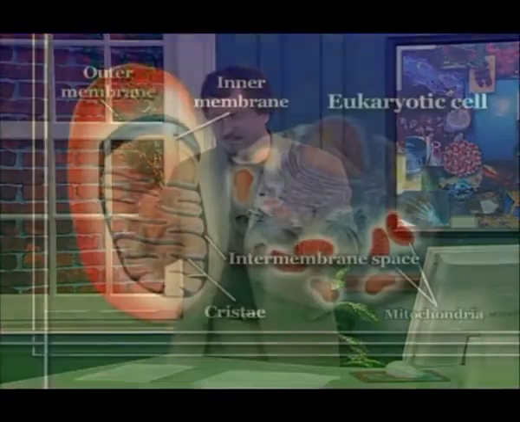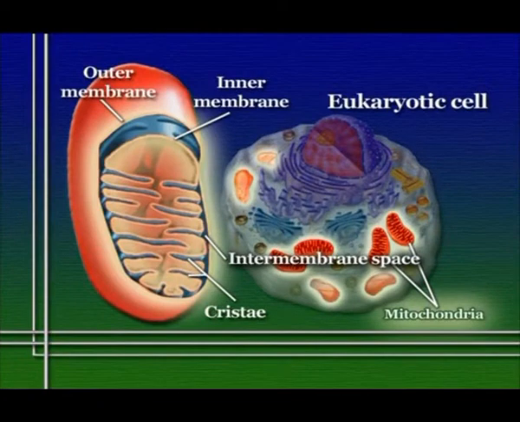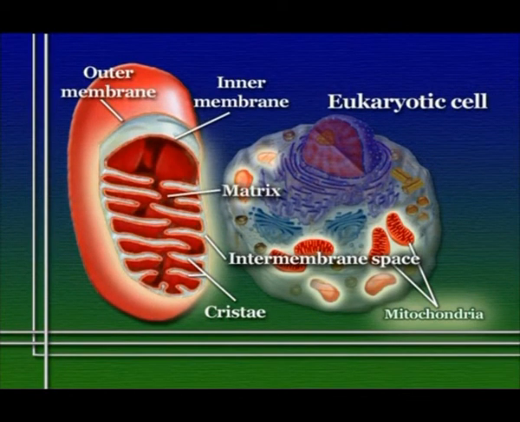To understand the connection, remember that mitochondria have two membranes and two compartments. Remember, there's the intermembrane space, which is the region between the inner and the outer membranes. And then there's the matrix, which is the region on the inside of the inner membrane. The enzymes responsible for the Krebs cycle are in the matrix, and the compounds involved with electron transport are actually found on the inner membrane itself.